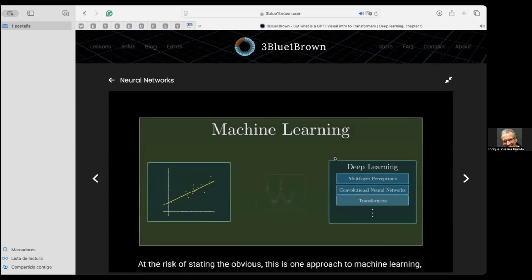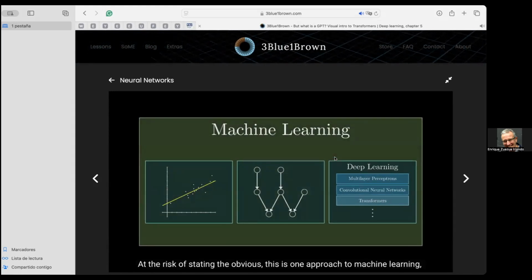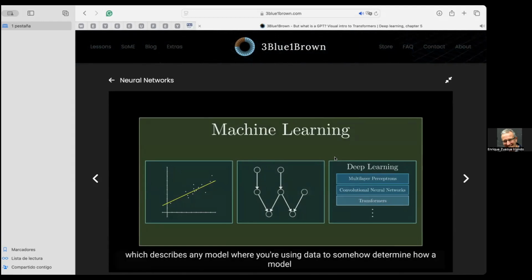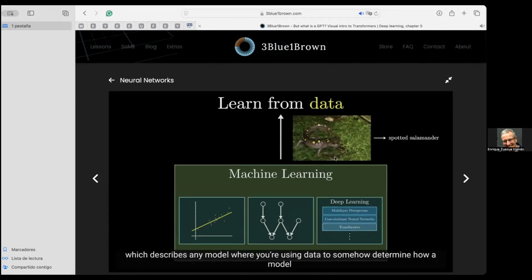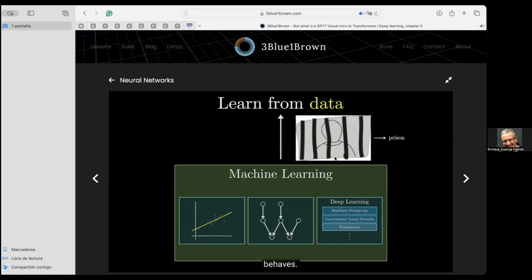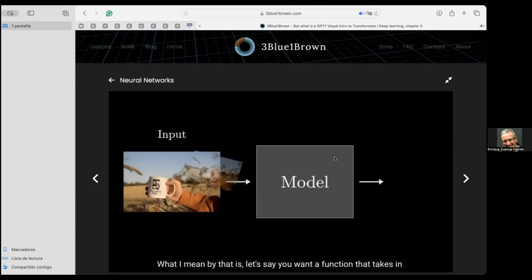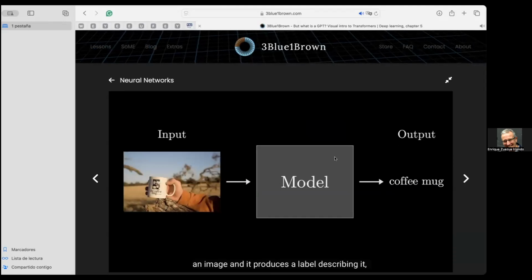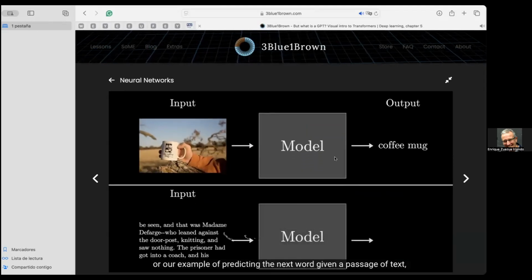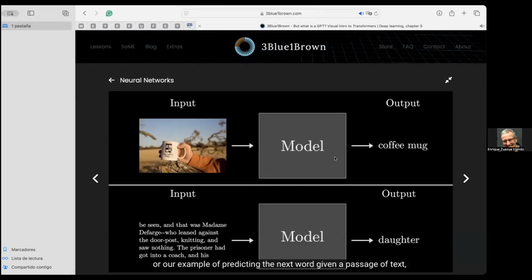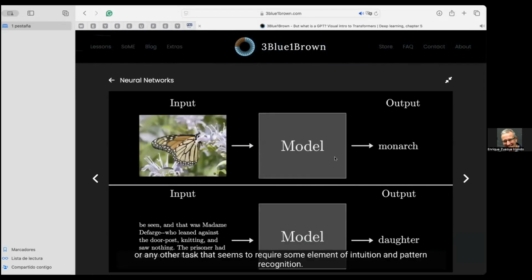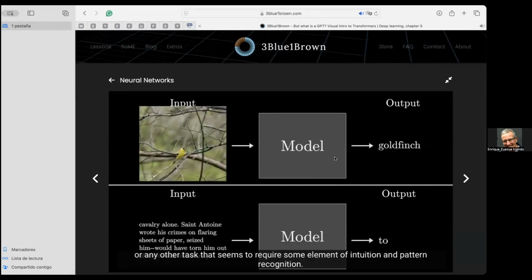At the risk of stating the obvious, this is one approach to machine learning, which describes any model where you're using data to somehow determine how a model behaves. What I mean by that is, let's say you want a function that takes in an image and it produces a label describing it, or our example of predicting the next word given a passage of text, or any other task that seems to require some element of intuition and pattern recognition.